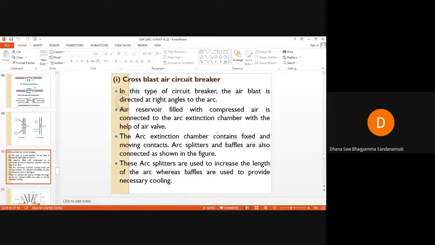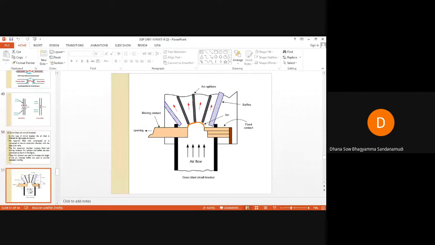So let us discuss the cross blast air circuit breaker. Just now we have discussed that in the cross blast air circuit breaker, the air will be directed at right angle to the arc. So you can see here, the red color one is the arc. The airflow is perpendicular to this arc.